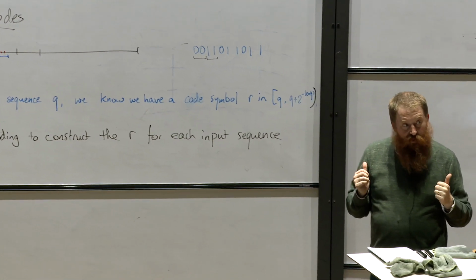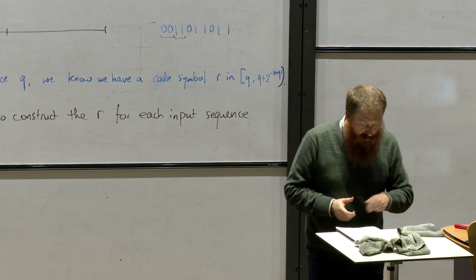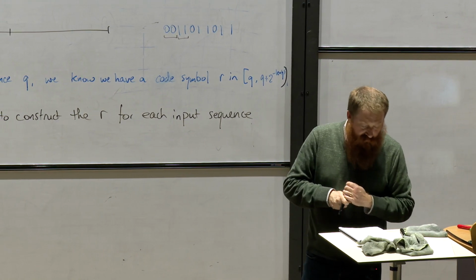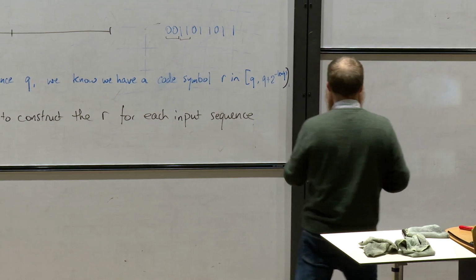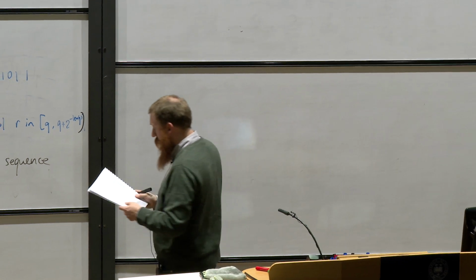People happy with this construction? Okay. We can say one useful or nice thing about it. Let's try and understand the optimality we can get out of an arithmetic code.